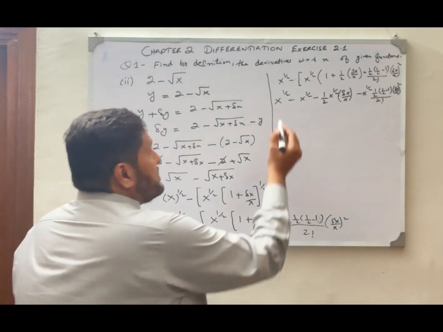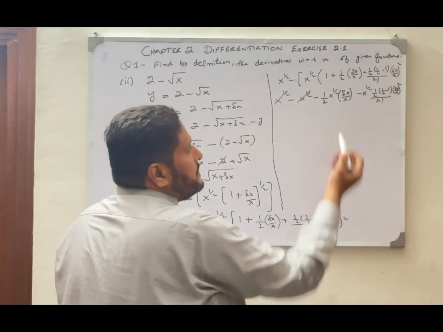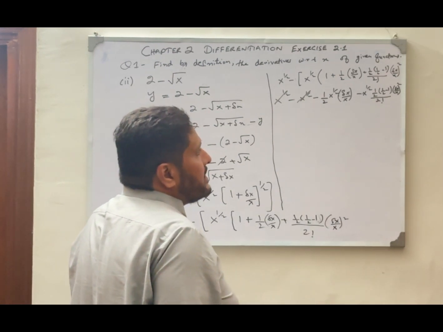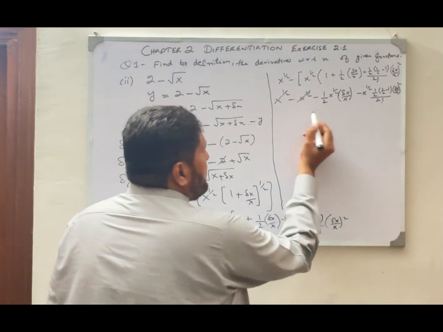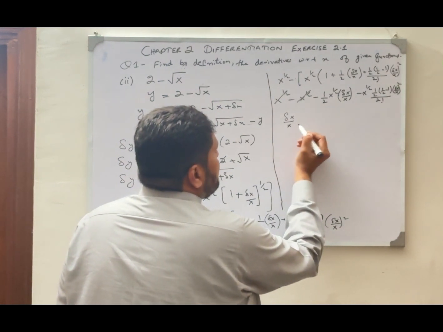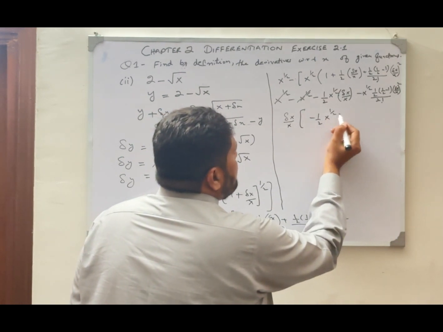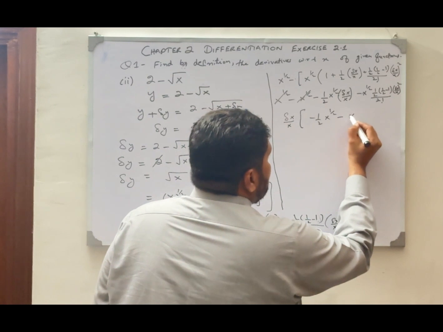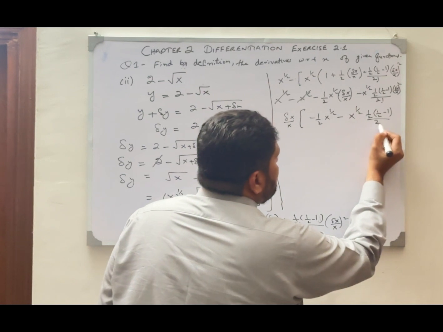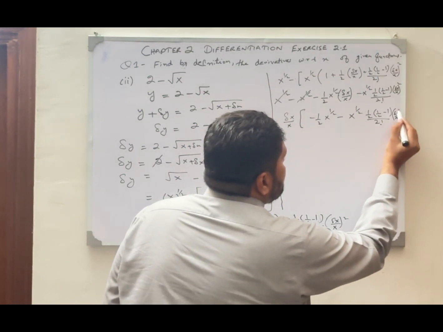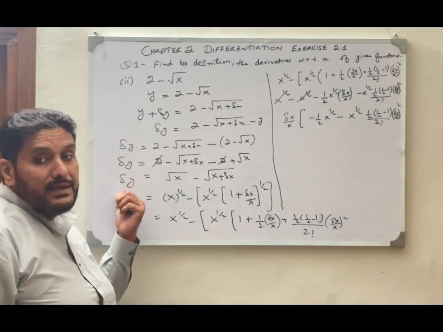So this x power 1/2 will be cancelled with this term, and now in these two terms, if we take delta x by x common, this will become delta x by x into minus 1/2 x power 1/2 minus x power 1/2 into 1/2 into (1/2 minus 1) whole divided by 2 factorial into (delta x over x) whole square. So this is a simplification of the second step.